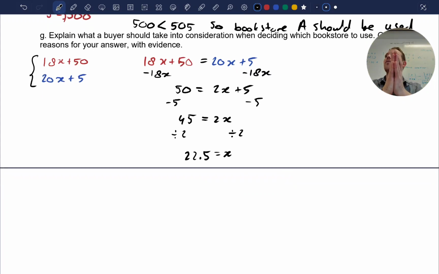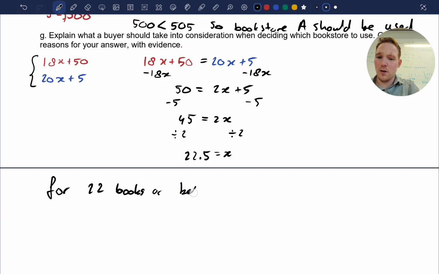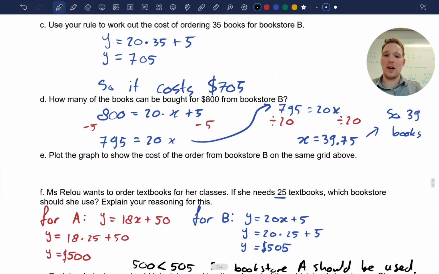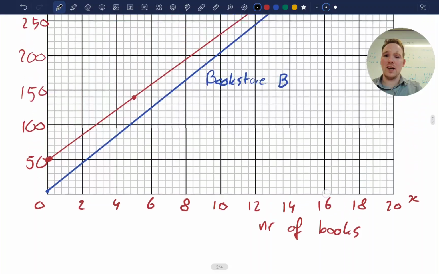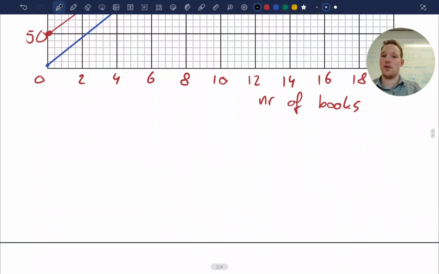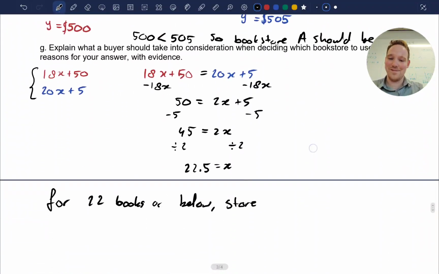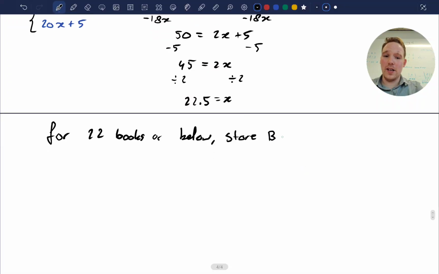Okay, so I know some interesting things here. 22.5 books is when the bookstores are equally expensive, but we're never buying 22 and a half books. So what I can say, for 22 books or below, which store is cheaper? B. Well, let's have a look at our graph, shall we? In the beginning, the B bookstore was cheaper. Store B is cheaper.